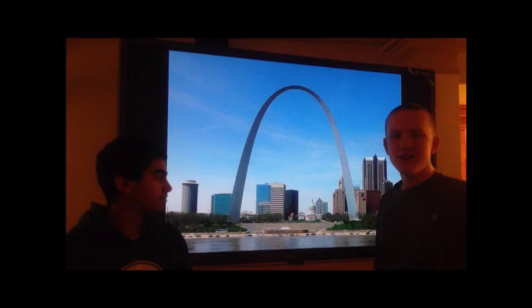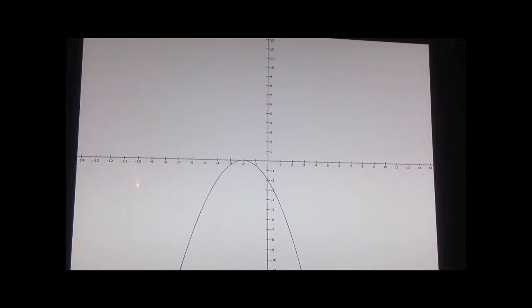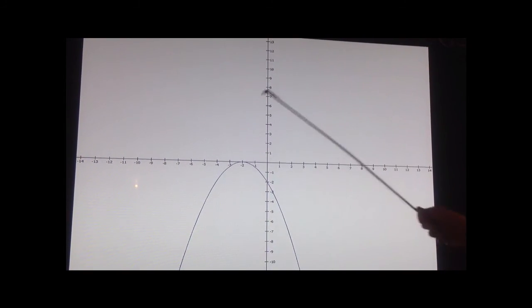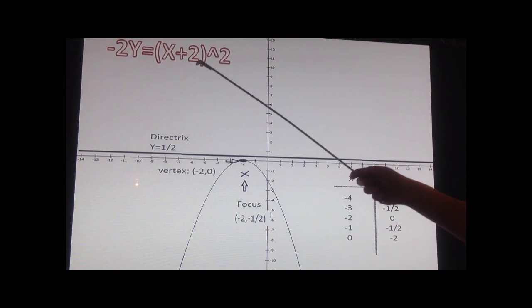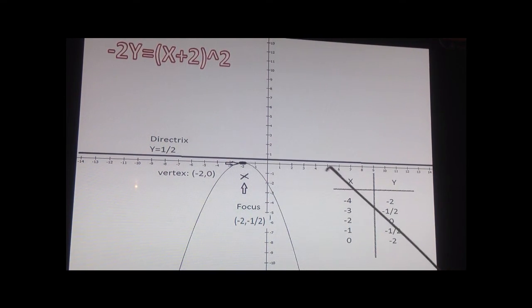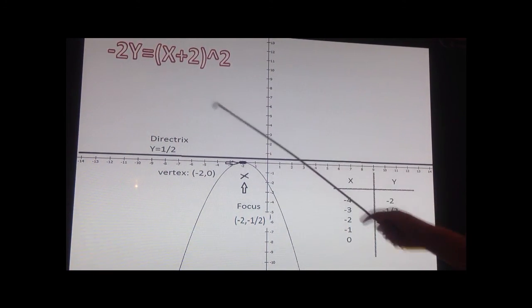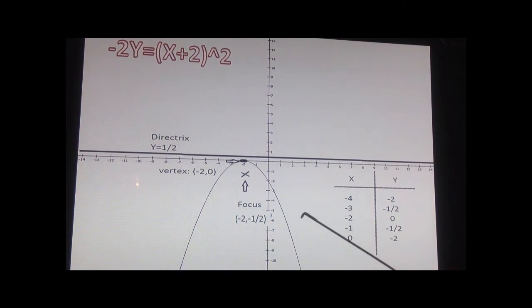Here's another example of a conic, the St. Louis arc that represents a parabola. In this picture we have the graph of the equation that represents the St. Louis arc. The equation is negative 2y equals the quantity of x plus 2 squared. First, we're going to find the vertex using the translation vector negative 2, 0 to find the new vertex of negative 2, 0. Next, we must find the focus.